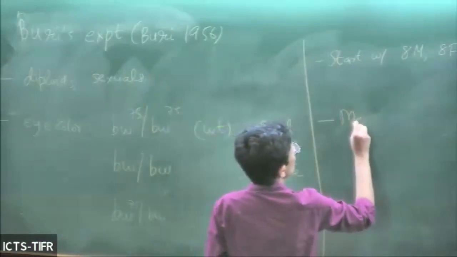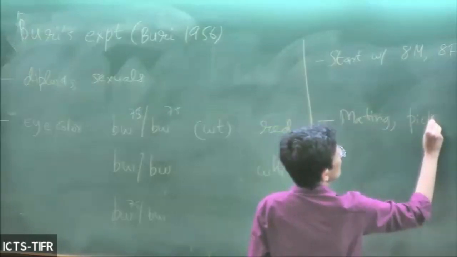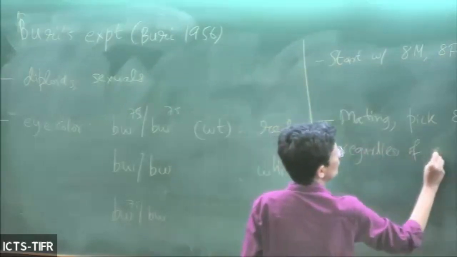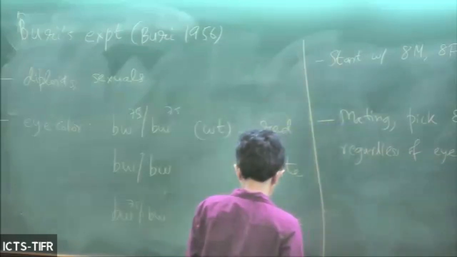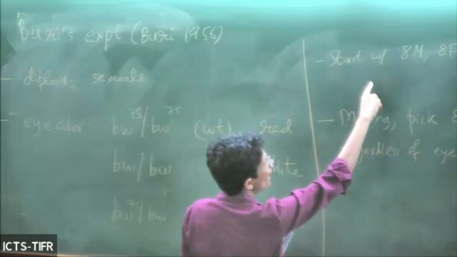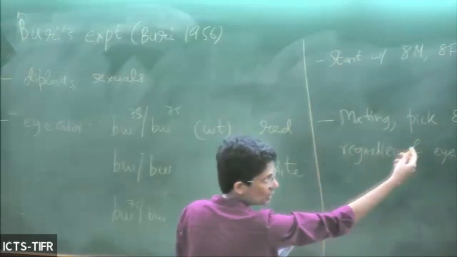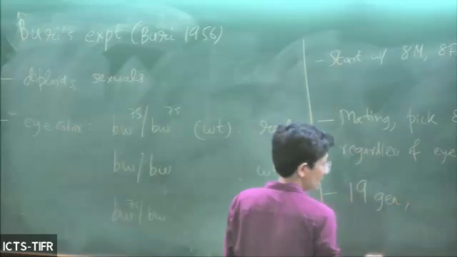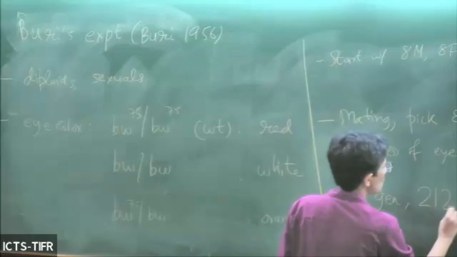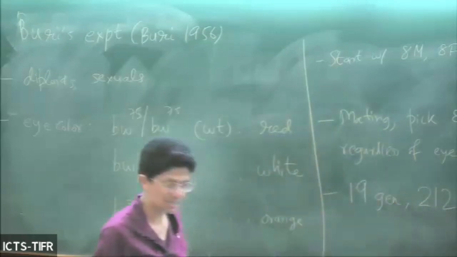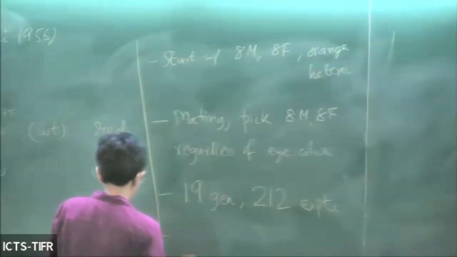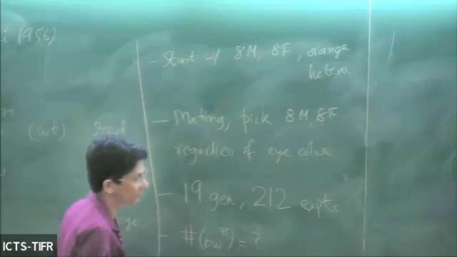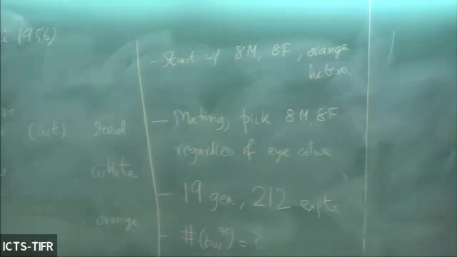So let's do this, mating, and then pick 8 males again and 8 females, regardless of eye color. Okay. And then repeat this, go back, make the new 8 males and 8 females, and keep doing this. And he repeated this process for 19 generations. And it's amazing for me, at least. He did 212 experiments, independent ones. Okay, and he recorded the number of BW75 alleles as a function of time. Okay, so that's the experiment, is what I understand.